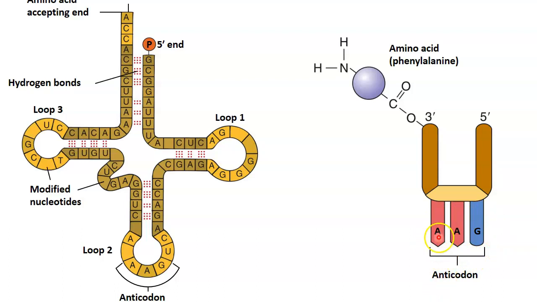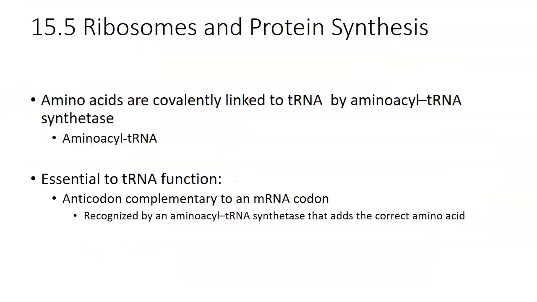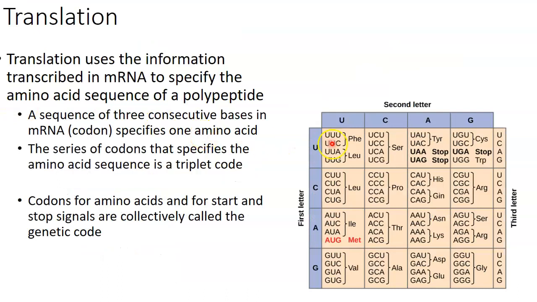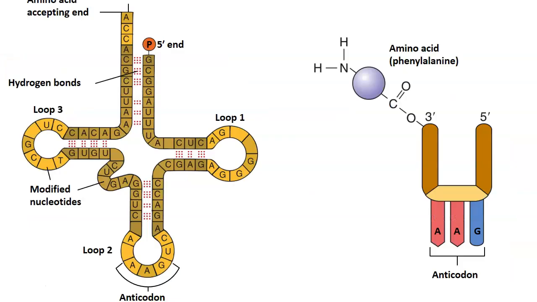Now this anticodon will be complementary to the mRNA transcript. So the mRNA transcript where this will bind to would read UUC. And UUC, if you look back at that table, codes for phenylalanine. Let's actually do that. So again, UUC in the mRNA codes for phenylalanine. And here's my tRNA, AAG, which is complementary to UUC. It's going to have attached to its 3' end the amino acid phenylalanine.